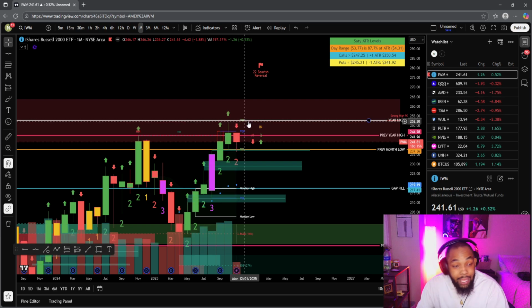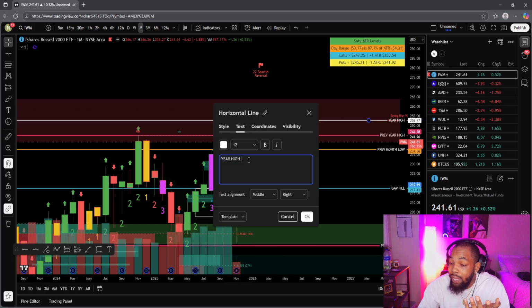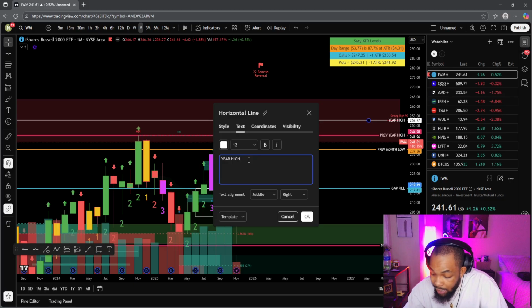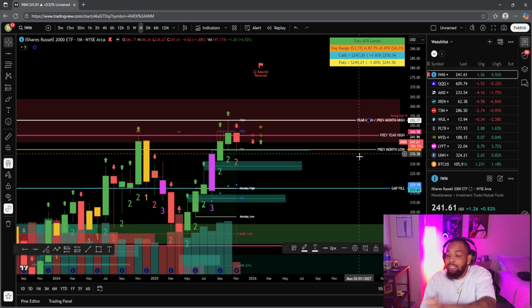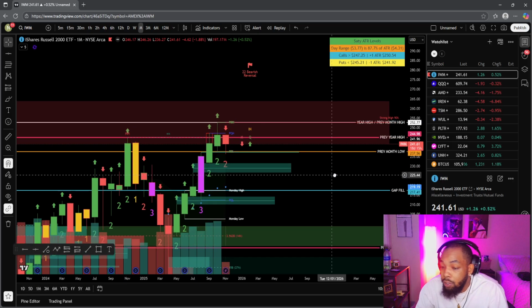So it's smack dead with the year high. The highest point it got to this year is the same point as the previous month highs. So now I could go in, edit this, and label it year high slash previous month high. You see what I'm saying? Because I want to know these levels. I want to know what this is telling me. So cool.